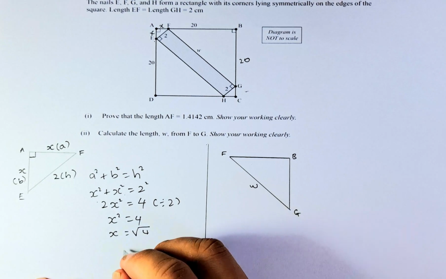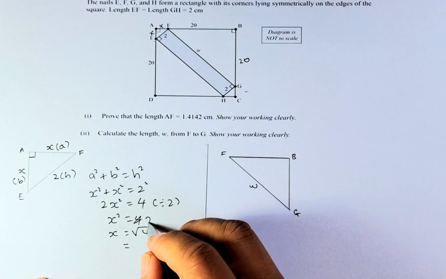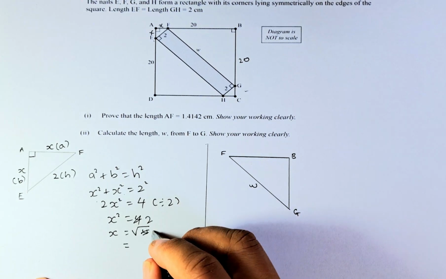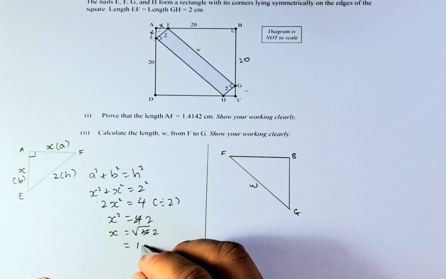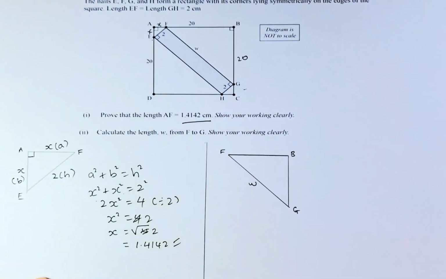We're going to move up a bit. X squared equals 2 because 4 divided by 2 is 2. So X is the square root of 2, and the answer is 1.4142. And that is how we answer part A.